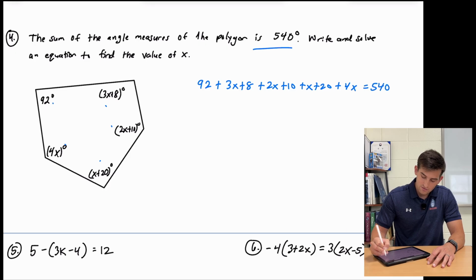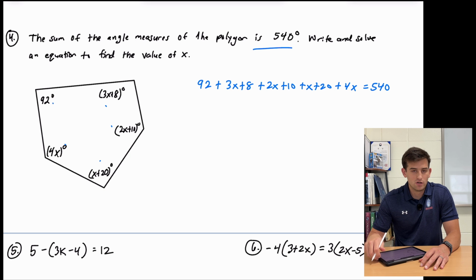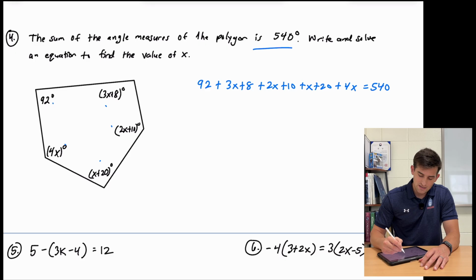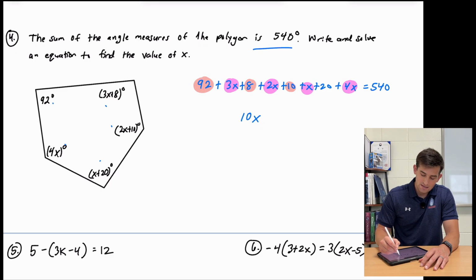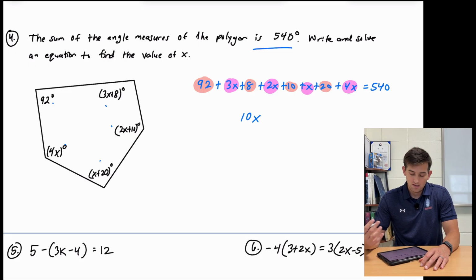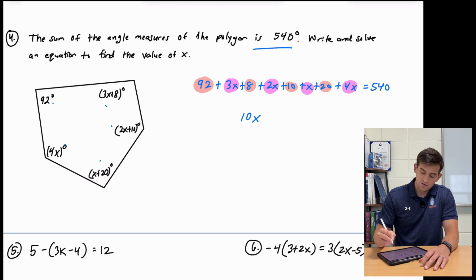equal to 540. So now we can just combine our linear terms, or our terms that have an x, and we can also combine our constants. So let's highlight, we have 3x plus 2x plus x plus 4x. So that's 3 plus 2 is 5, plus 1 is 6, plus 4 is 10. So we have 10x. Then if we highlight our constants here, we have 92, 8, 10, and 20. Well, 92 plus 8 would be 100, plus 10 is 110, and plus 20 would be 130. And now that's equal to 540.